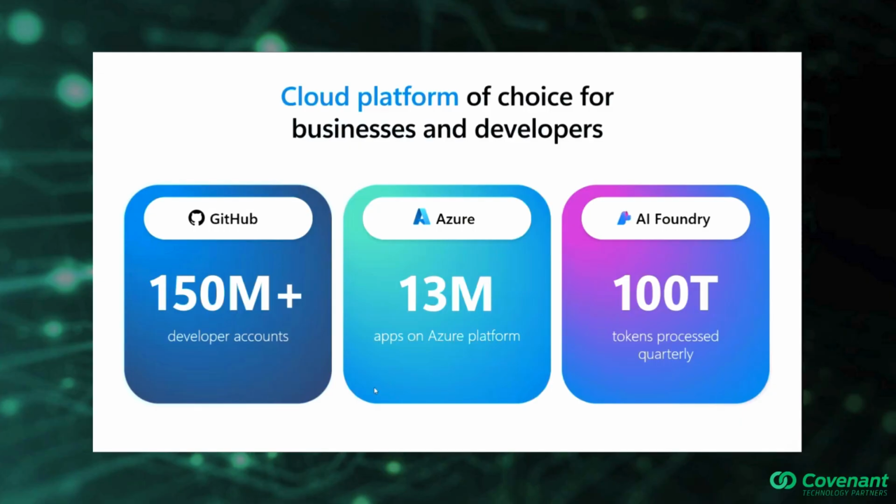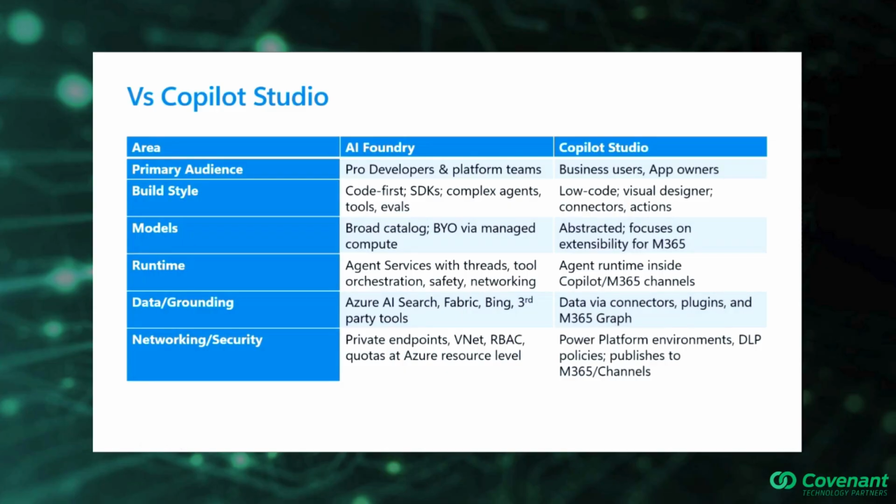I do want to spend a little bit of time, though, contrasting this to Microsoft's other AI studio, and that's Copilot Studio, because it's one of the questions we get very frequently: why would I use Foundry? I already have Copilot Studio, or vice versa. Why might I want to use Copilot Studio?